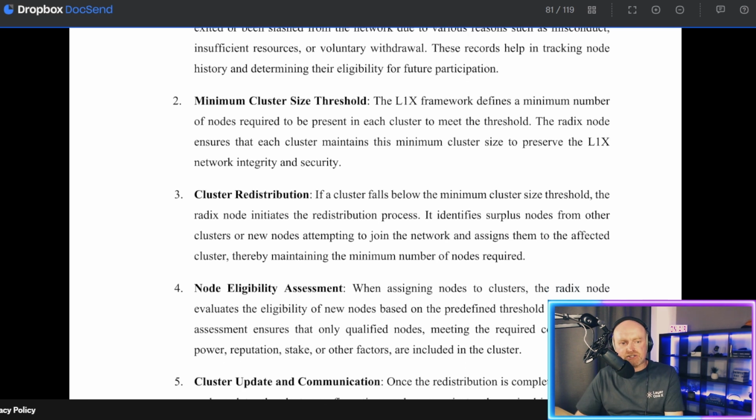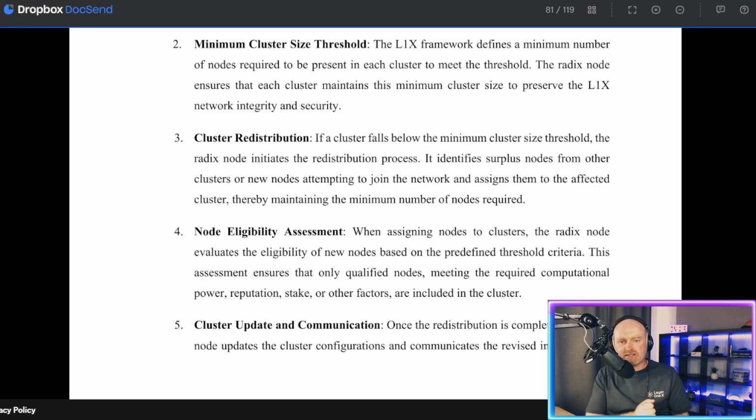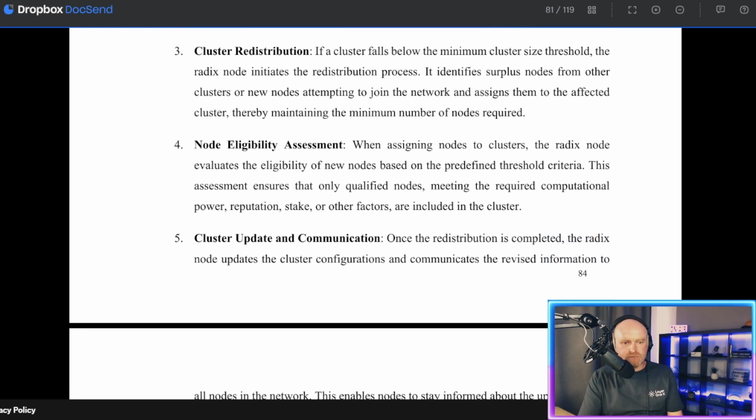Minimum cluster size threshold. The L1X framework defines a minimum number of nodes required to be present in each cluster to meet the threshold. The Radix node ensures that each cluster maintains the minimum cluster size to preserve the L1X network integrity and security. Cluster redistribution. If a cluster falls below the minimum cluster size threshold, the Radix node initiates the redistribution process. It identifies surplus nodes from other clusters or new nodes attempting to join the network and assigns them to the affected cluster, thereby maintaining the minimum number of nodes required.